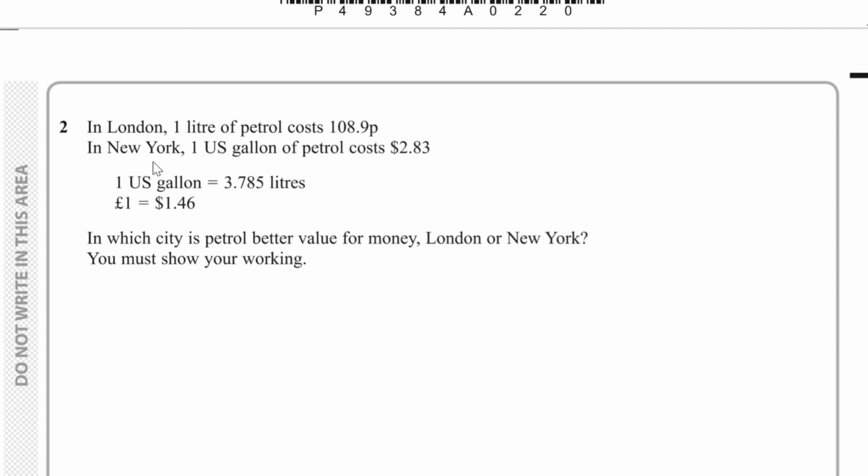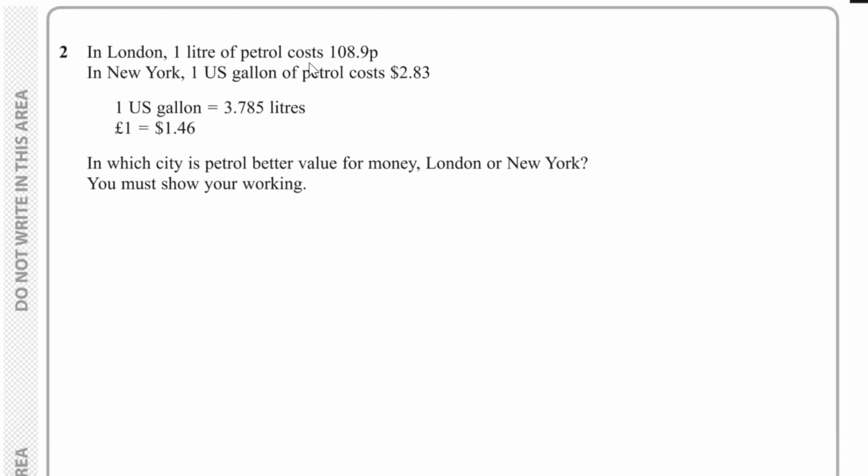Question 2. In London, 1 litre of petrol costs 108.9 pence. In New York, 1 gallon of petrol costs $2.83. 1 US gallon is equal to 3.785 litres, and £1 is equal to $1.46. And we're asked in this question, in which city is petrol better value for money, London or New York, you must show your working.